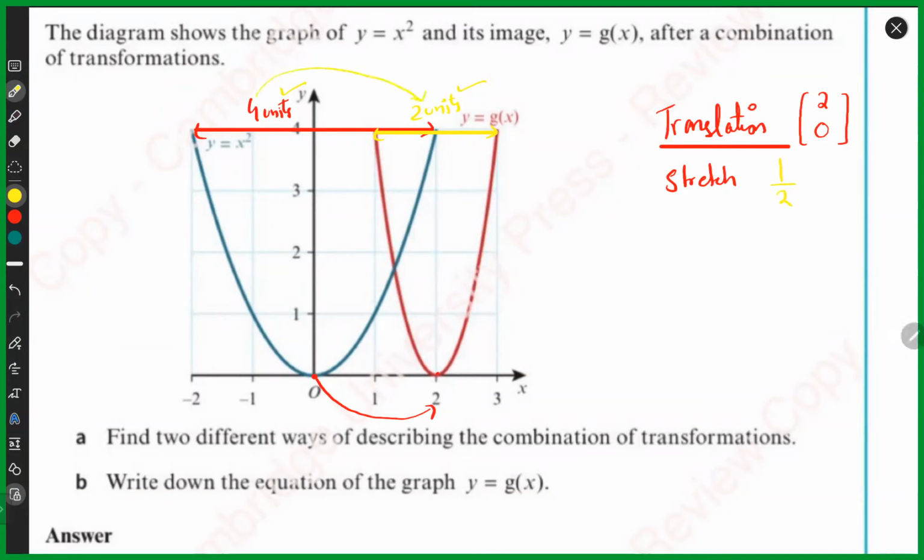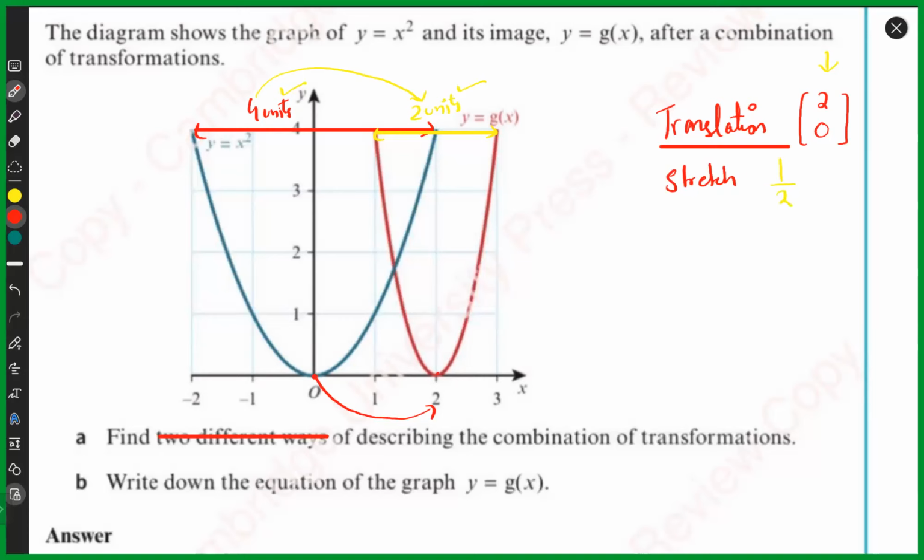Okay, when it is about translation and stretch, the translation vector or stretch factor, that is what it actually is. You will get to see some weird things once we talk about the equation. Okay, so for now, just forget this part. That's not important. That would just confuse you. And just know that the question was: find a way of describing the combination of transformations.